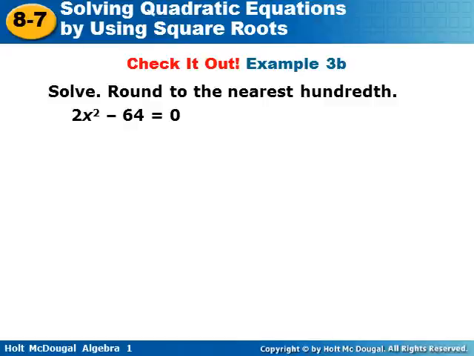Solve, round to the nearest hundredth. 2x squared minus 64 equals 0. This one's for you to try, and then you can check back for your answer.